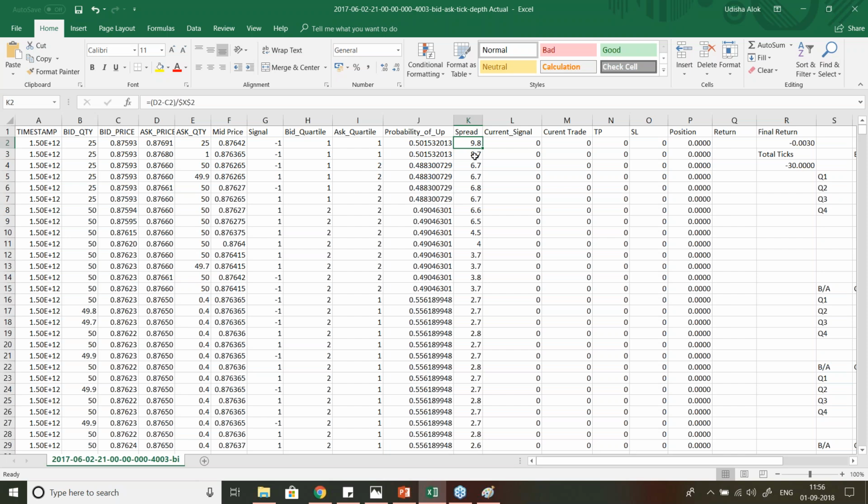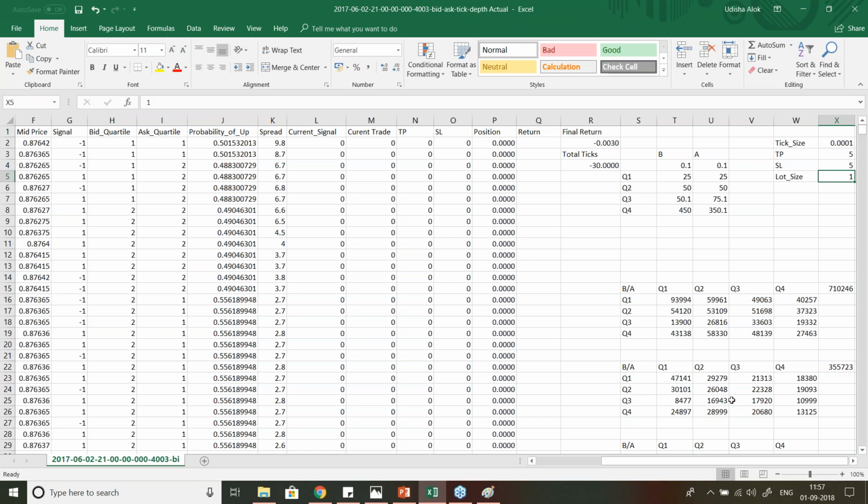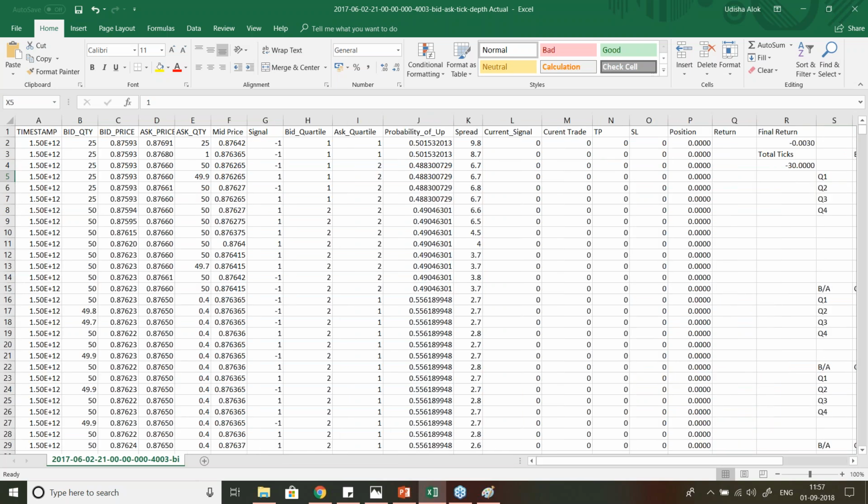What would be the trading volume? Sorry, Krishna, I'm not able to understand what you're saying. What would be the trading volume to fill the order? So our lot size is one lot, and we are assuming that we will get a fill, no partial fills. So the spread is in tick size and not the actual bid ask? Yes, that is correct.